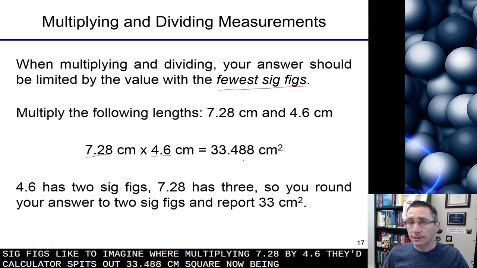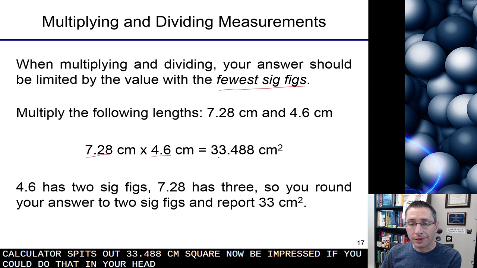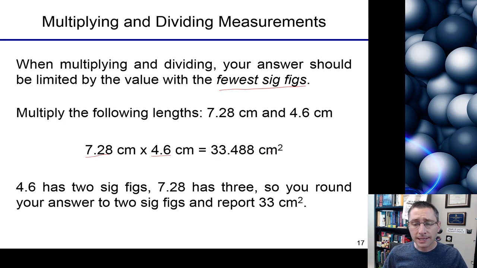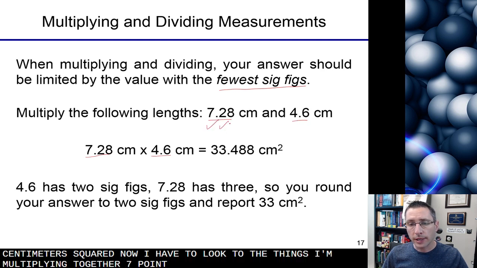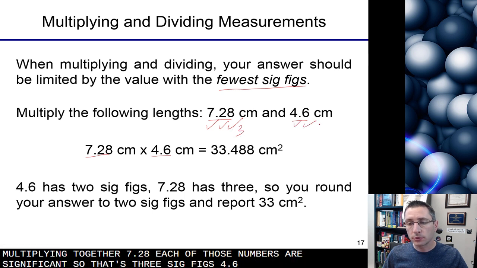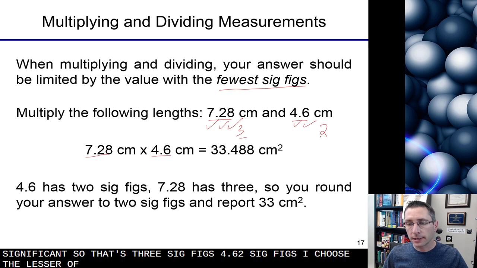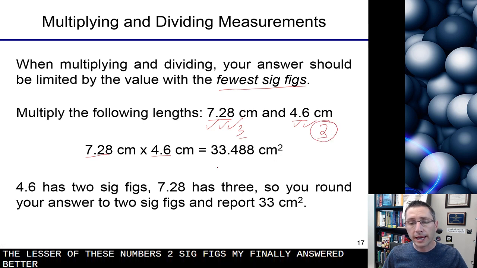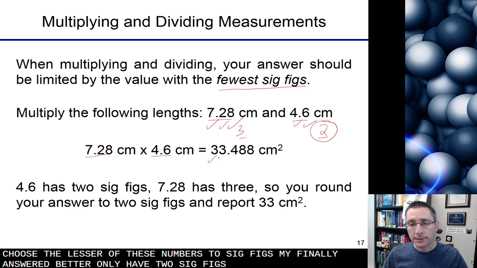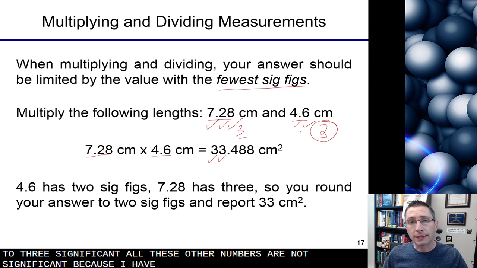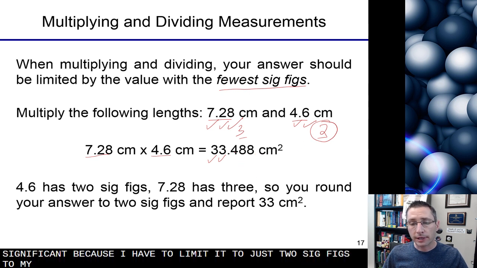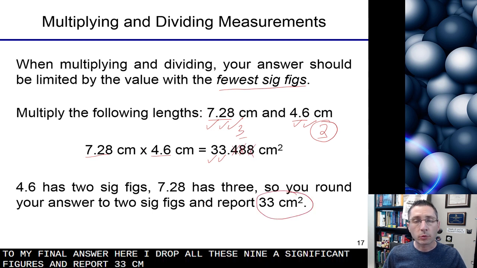Now, be impressed if you could do that in your head. This one, I'm going to use a calculator. I get 33.488 centimeters squared. Now I have to look to the things I'm multiplying together. 7.28, each of those numbers is significant, so that's 3 sig figs. 4.6, 2 sig figs. I choose the lesser of these numbers, 2 sig figs. My final answer better only have 2 sig figs. The 3 is significant, the 3 is significant. All these other numbers are not significant because I have to limit it to just 2 sig figs. So my final answer here, I drop all these non-significant figures and report 33 centimeters squared.